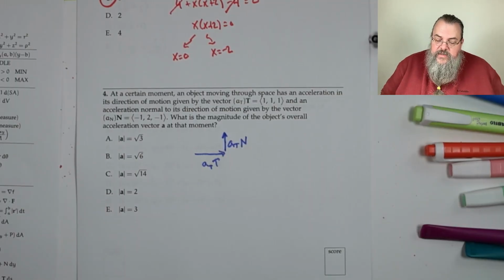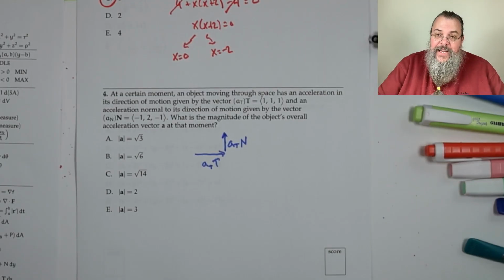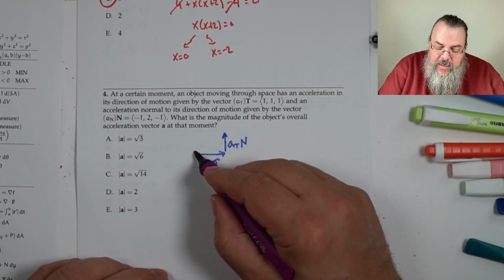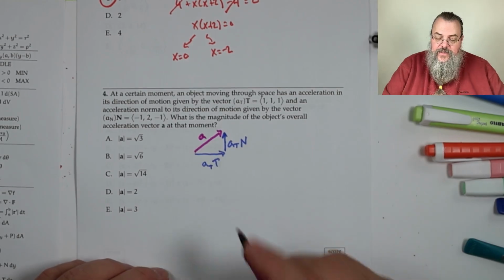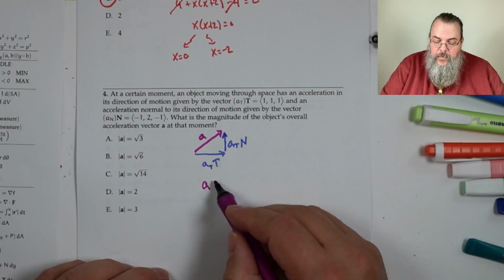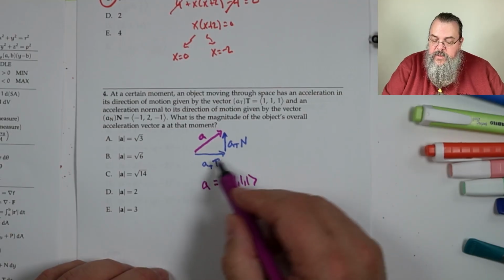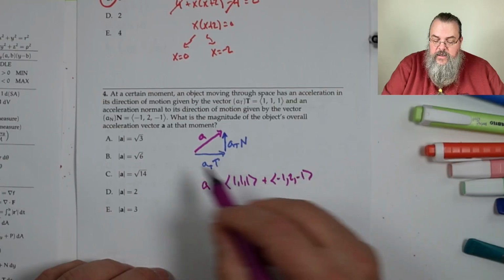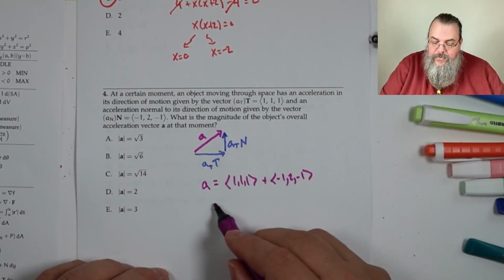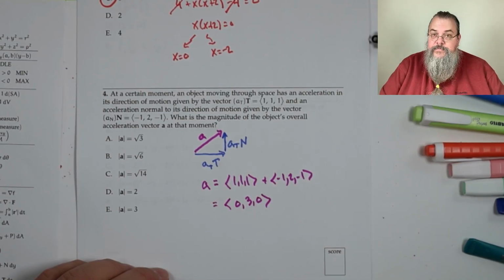And the punchline here is that these are the decomposition of acceleration. And so you say, oh, well, that means the acceleration here is the sum of these two vectors. So we can say the acceleration is <1, 1, 1>, this piece, plus <-1, 2, -1>, that piece. And if we add those together, we get <0, 3, 0>. Okay, so that's the acceleration.